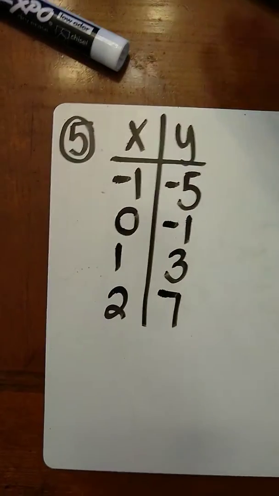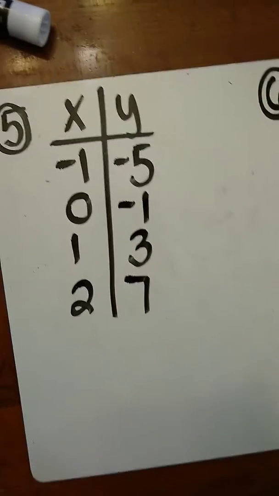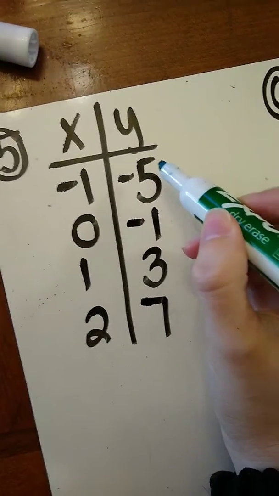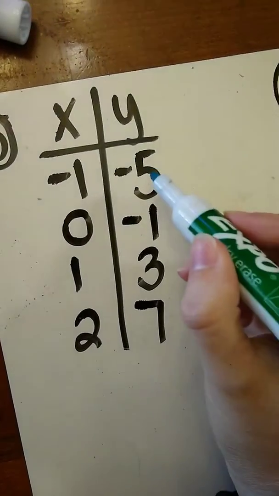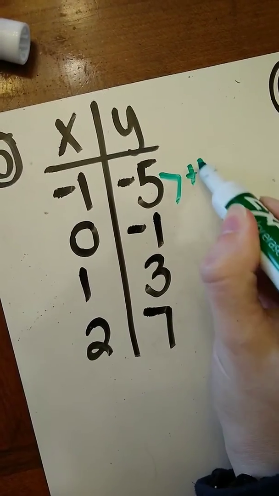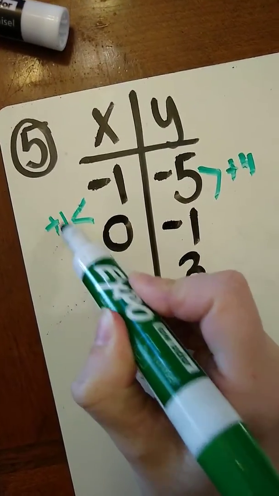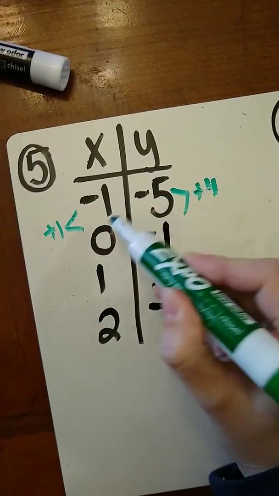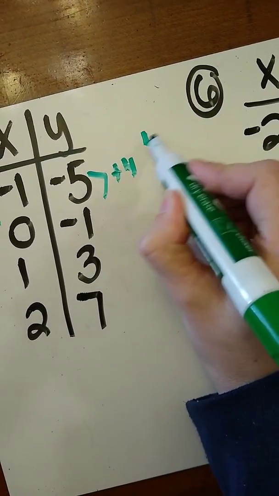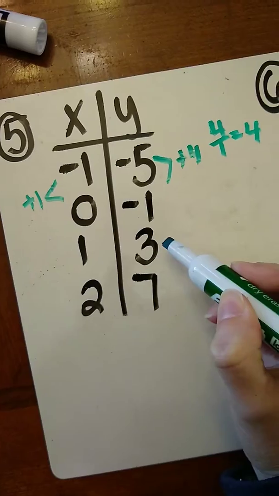So to find the slope from the table, you need to find the change in the y values over the change in the x values. So if I look at the y values first, because I just like to do the y values first, to get from -5 to -1, you have to add 4. To get from -1 to 0, you have to add 1. So that would be 4 divided by 1, which is 4. And I'm going to repeat that process with the next two.